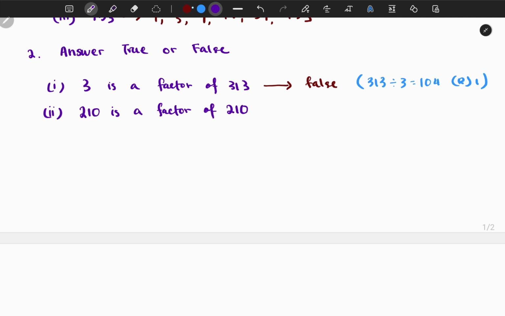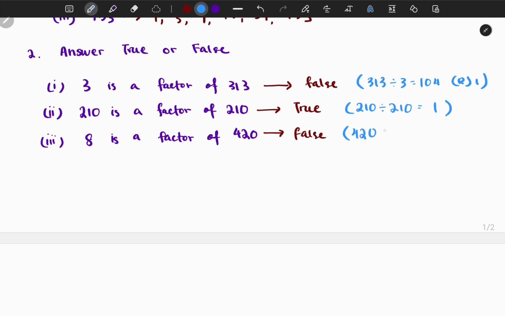Next question, true or false? 210 is a factor of 210. That is true, which means that when you take 210 divided by 210, you get 1. Your answer is just 1 with no remainders, and therefore that is a factor. Next question, true or false? 8 is a factor of 420. The answer is false. So again, taking 420 divided by 8, you get 52 with a remainder of 4. The remainder is what tells that a number is not a factor of another number.